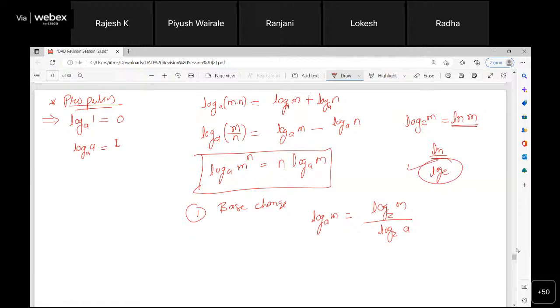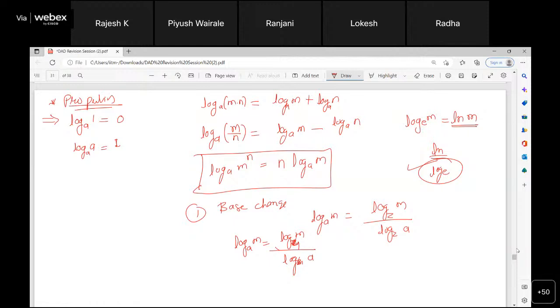Can you please repeat the base change formula? What is the numerator and denominator? Log m to the base a is log of m upon log of a to any base. You can change it to any base. Say I'm taking z here. It can be anything. It can be 2, it can be 3, it can be 4. Okay, got it. Thank you. So base change is basically log of m divided by log of a to any base, right? You're changing the base, but this should be the same: if this is z, this is also z. If this is 4, it should be 4 only.